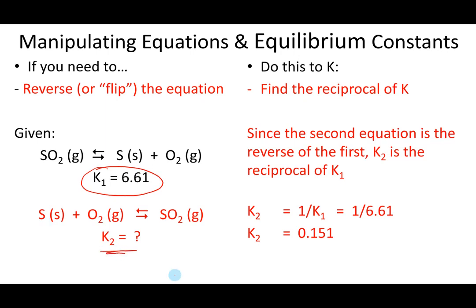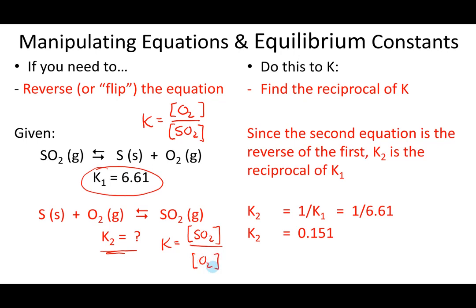Well, the K expression would be the reciprocal of the original K expression. The products that were on the top will now be the reactants on the bottom, and the reactants on the bottom will now be the products on the top. Our K expression up here, since we're leaving the solid out, would have been oxygen over sulfur dioxide, with concentrations in brackets like so. For the bottom reaction, K would instead have sulfur dioxide as the product on the top and oxygen as the reactant on the bottom.